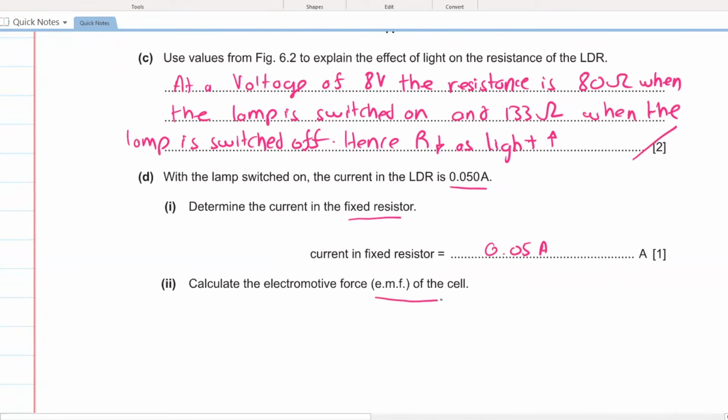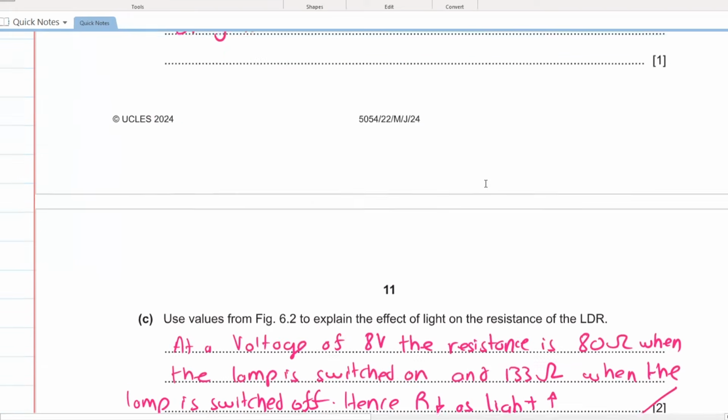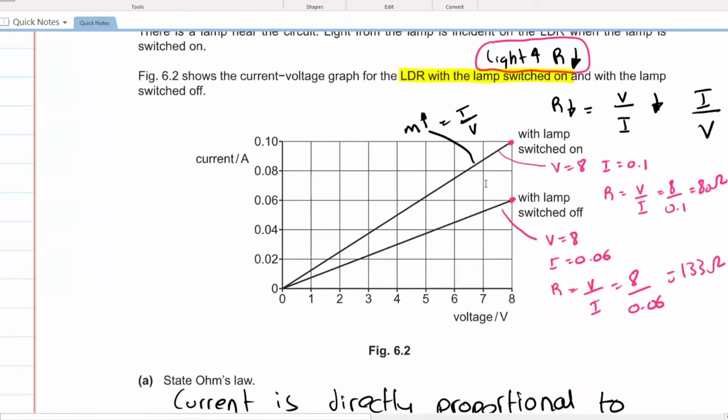You have to calculate the electromotive force of the cell. Very, very easy. How can you do that? If you analyze when the lamp is switched on and the current is 0.05 ampere, your voltage is what? 4. So can you calculate the resistance of the LDR?